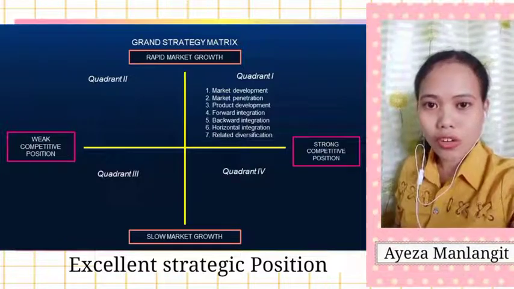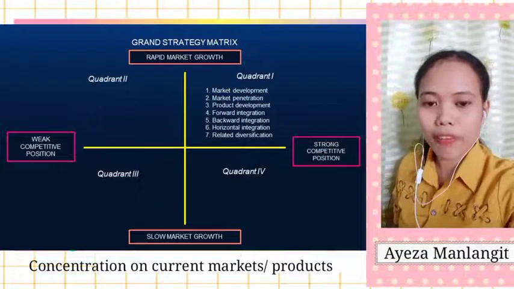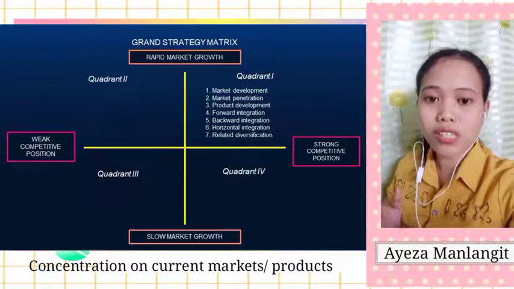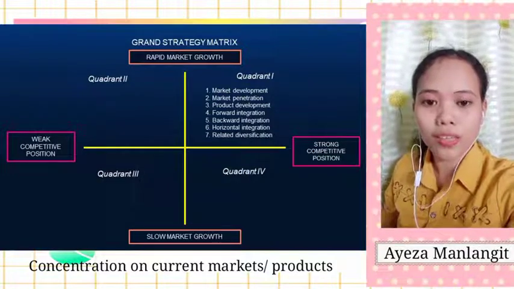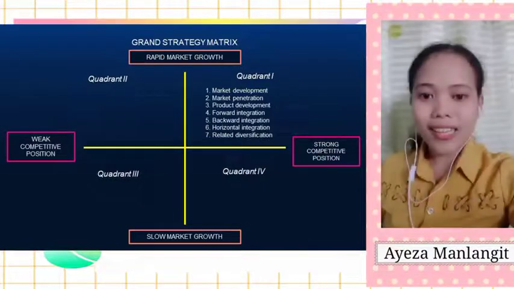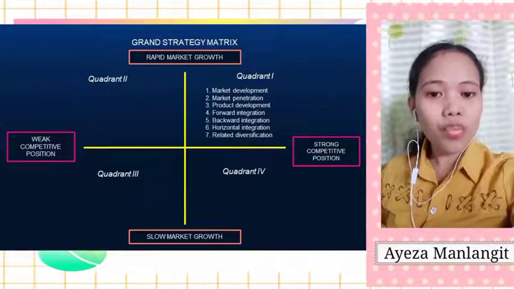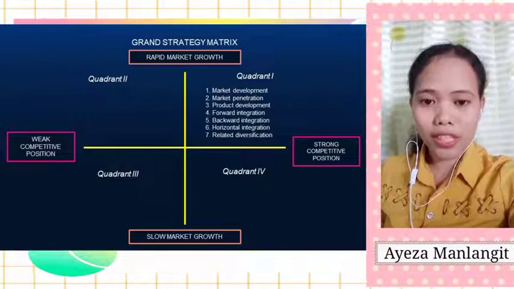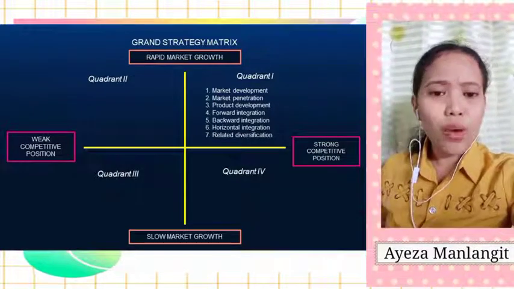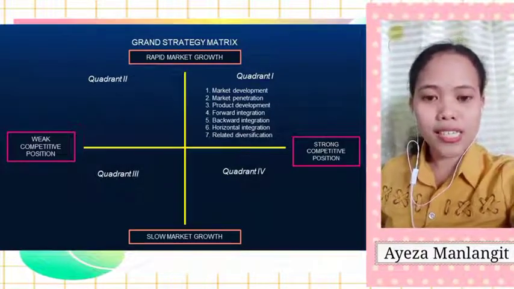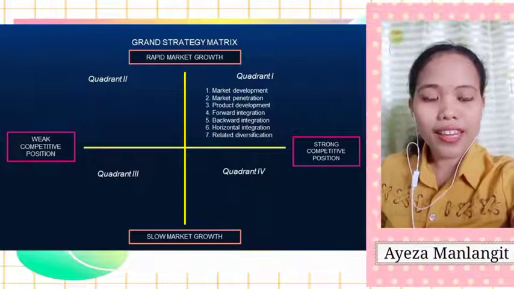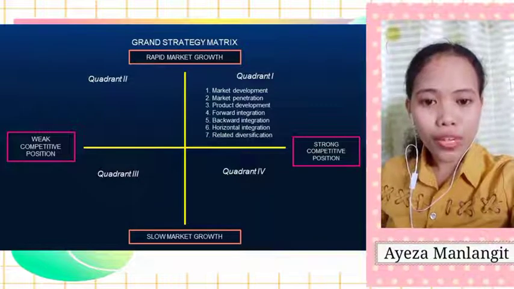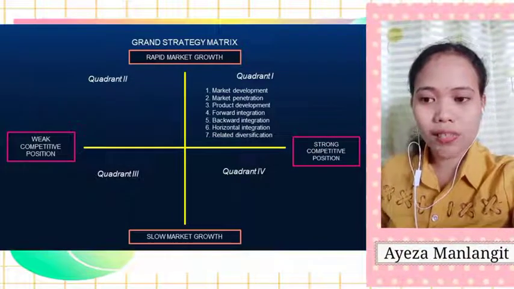These companies must concentrate on the current market in the form of market penetration and market development, as well as on the products, particularly product development. It is unwise for a Quadrant 1 firm to shift notably from its established competitive advantages. When a Quadrant 1 organization has excessive resources, then backward, forward, or horizontal integration may be effective strategies.